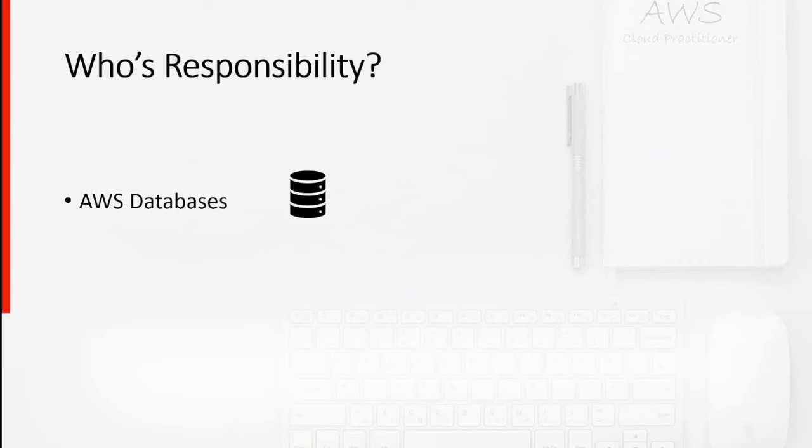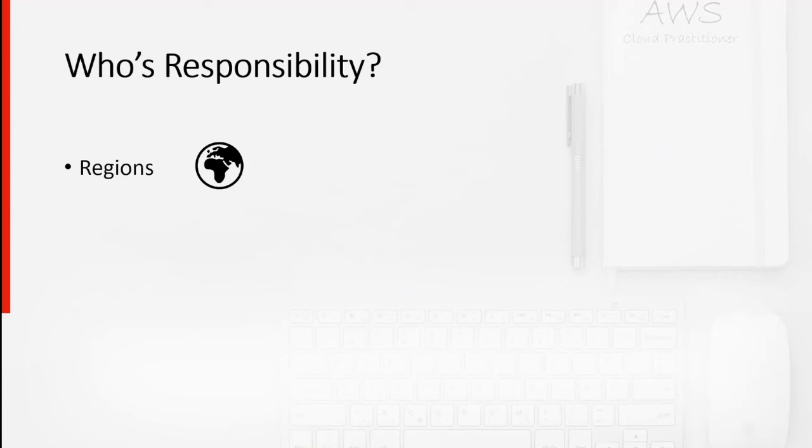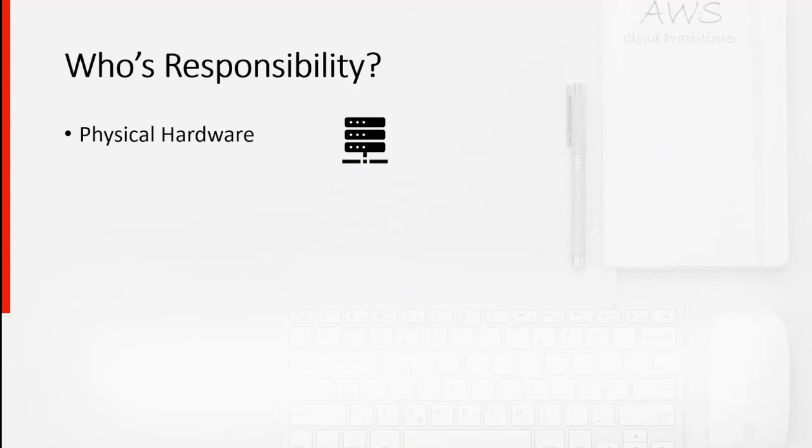Whose responsibility for AWS databases? AWS. So AWS is responsible for their own databases they have located at their data centers. Whose responsibility for regions? AWS. So AWS is responsible for their own regions or locations of their data centers across regions. Whose responsibility for physical hardware? AWS. Again, physical hardware, locations, infrastructure, things like that AWS is responsible for.